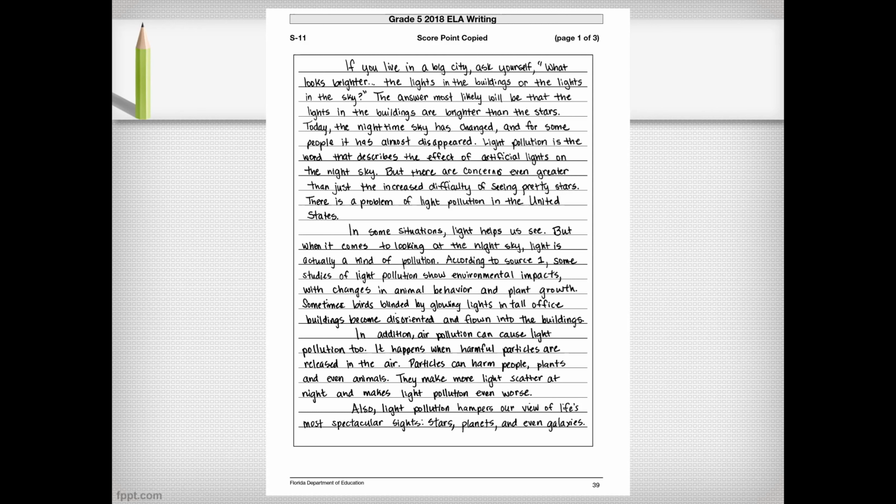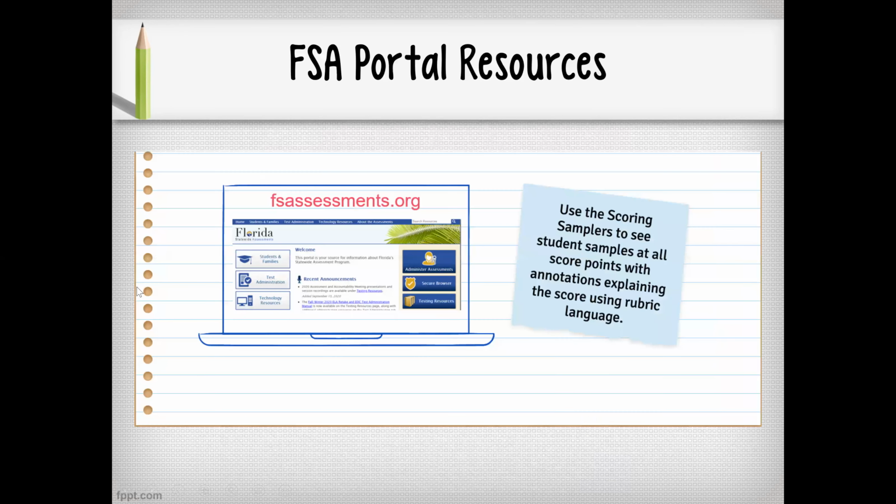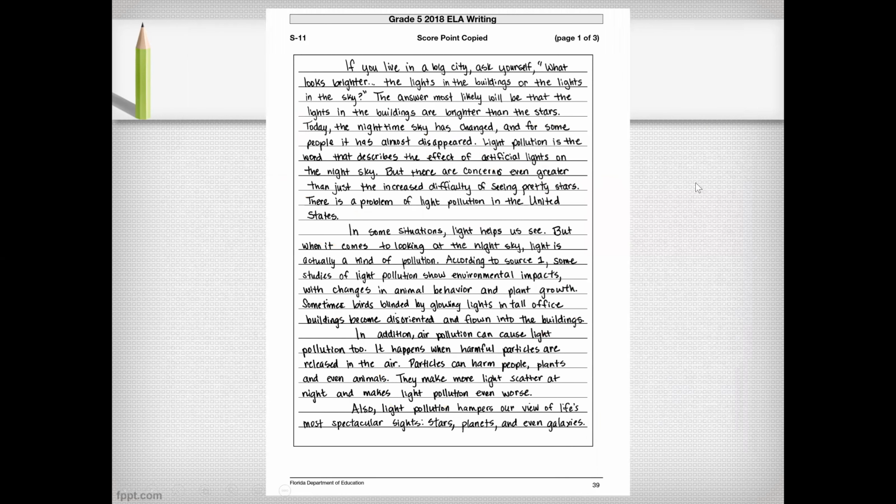So if you live in a big city, ask yourself, what looks brighter, the lights in the buildings or the lights in the sky? The answer most likely will be that the lights in the buildings are brighter than the stars. Today, the nighttime sky has changed, and for some people, it has almost disappeared. Light pollution is the word that describes the effect of artificial lights on the night sky. But there are concerns even greater than just the increased difficulty of seeing pretty stars. There is a problem of light pollution in the United States. In some situations, light helps us see, but when it comes to looking at the night sky, light is actually a kind of pollution.